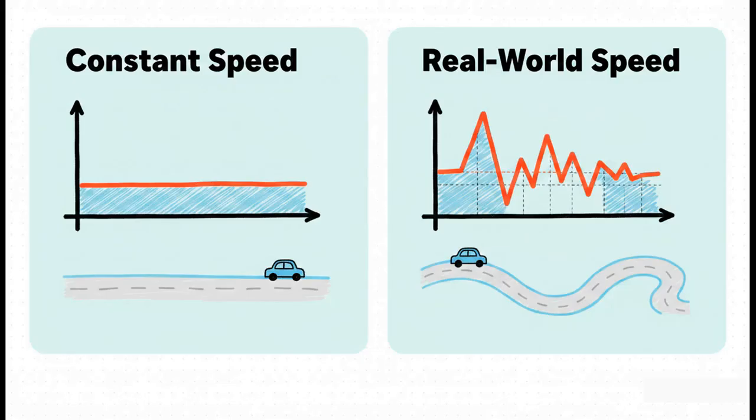If your speed were constant, this would be a piece of cake. It's that formula we all learned back in school: distance equals speed times time. Simple. But the real world, as you can see from that graph on the right, isn't a nice flat line. Nope, it's a messy, bumpy curve of speeding up and slowing down. And that simple formula just completely falls apart.